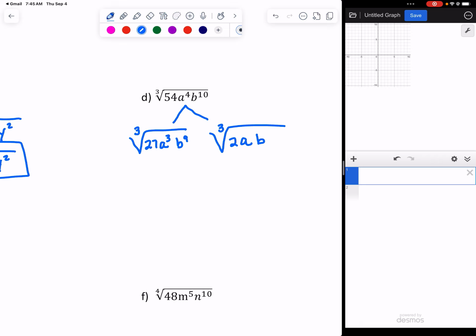All right, now let's simplify that first cube root. So the cube root of 27 is 3. 3 divided by 3 would be a to the 1 power. 9 divided by 3 would be b to the 3 power. And then what we have left over is the cube root of 2ab.